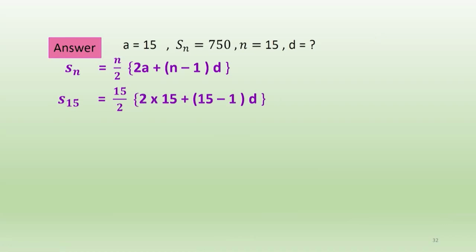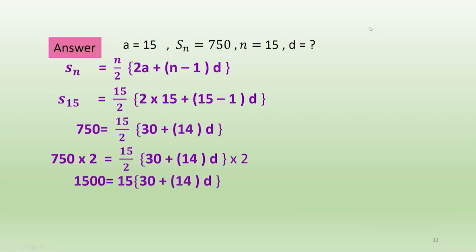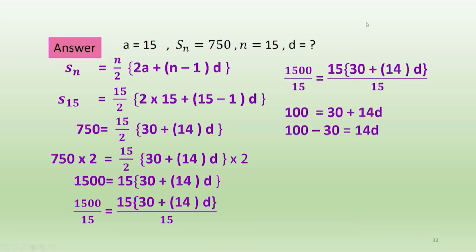First I got the number of terms, that's 15, and I substitute it in this formula, Sn equals n over 2 times (2a plus (n minus 1)d). From that I can find the common difference. By simplifying, we get d equals 5. So the common difference is 5. If you know the common difference and the first term, you can find any term.